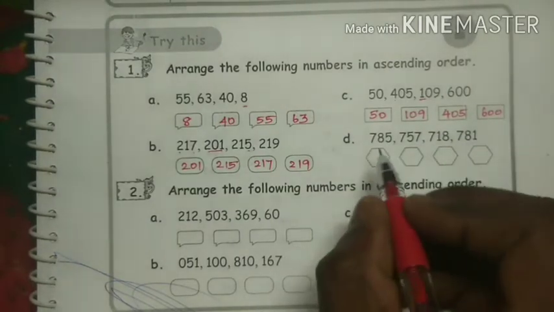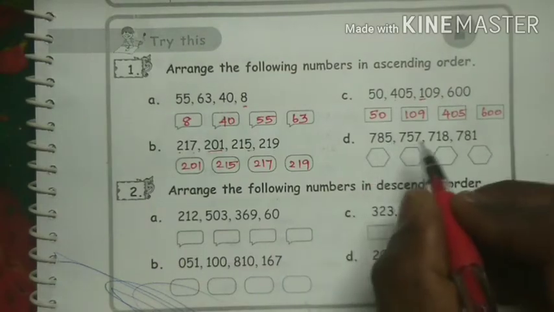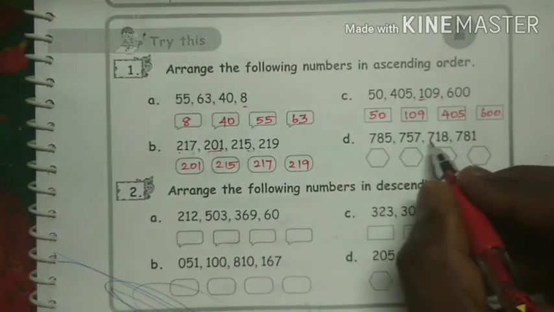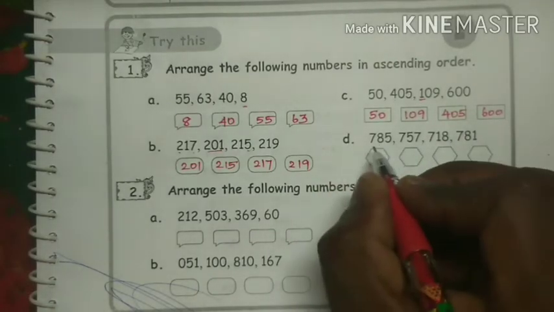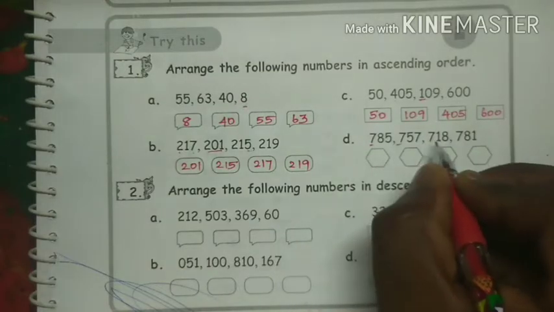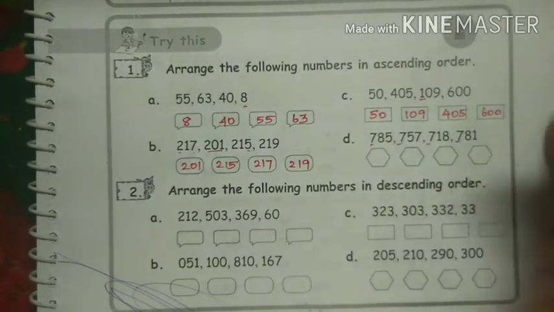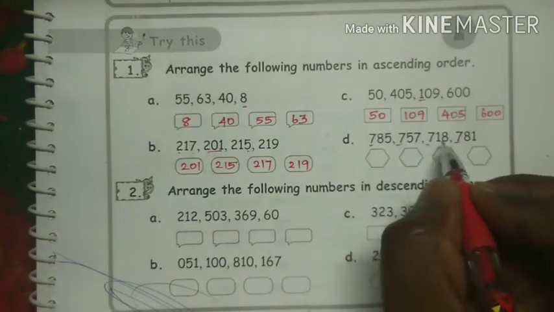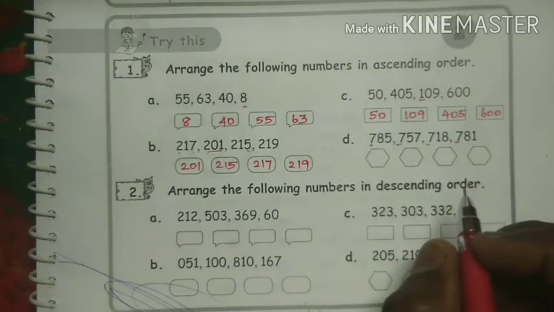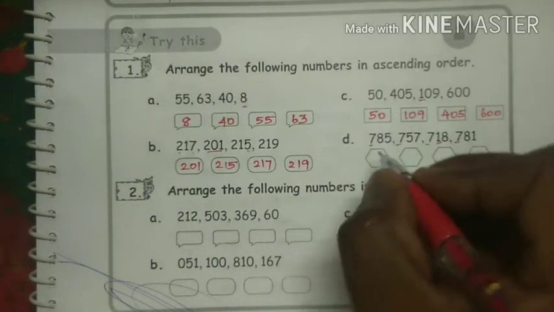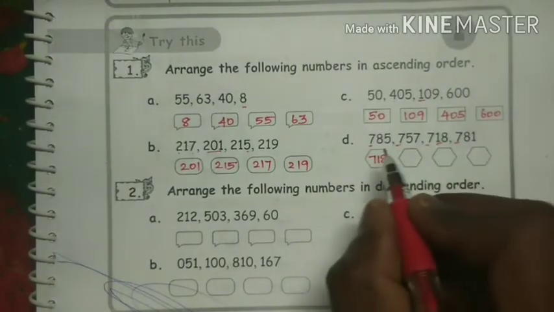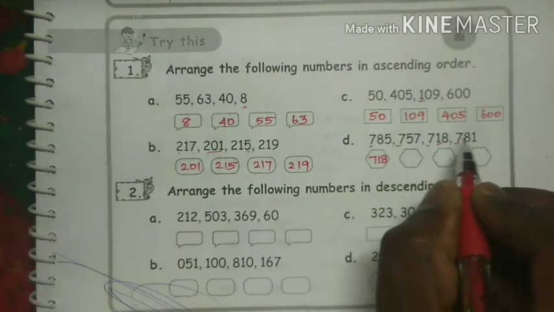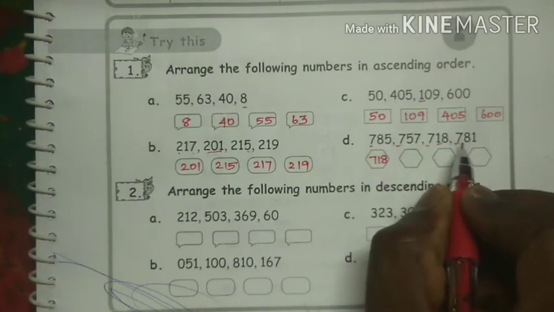The next one is 785, 757, 718 and 781. Now all the hundreds are equal, that is 700. Now we move on to tens place. 8, 5, 1, 8. Which is the smallest one? Yes, 1. So we write 718 as the smallest number.